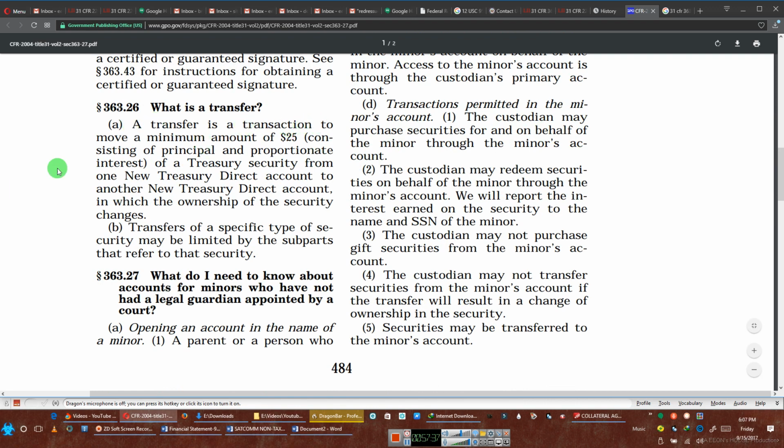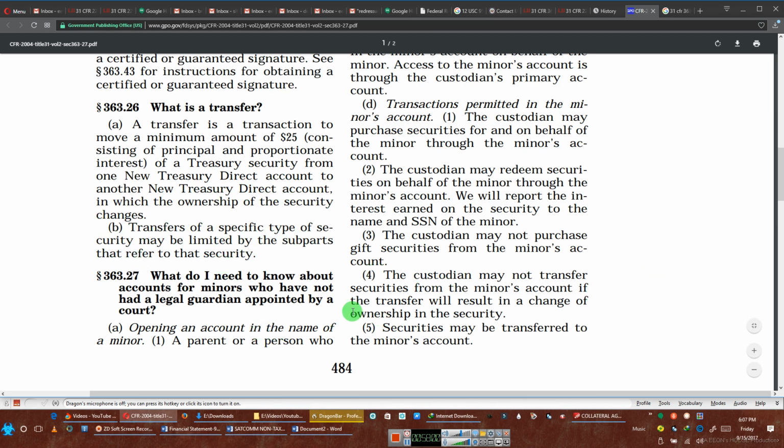A transfer is a transaction to move a minimum amount of $25 consisting of principal and proportionate interest of a treasury security from one new Treasury Direct account to another new Treasury Direct account in which the ownership of the security changes. Transfer of a specific type of security may be limited by the subpart that refers to that security.